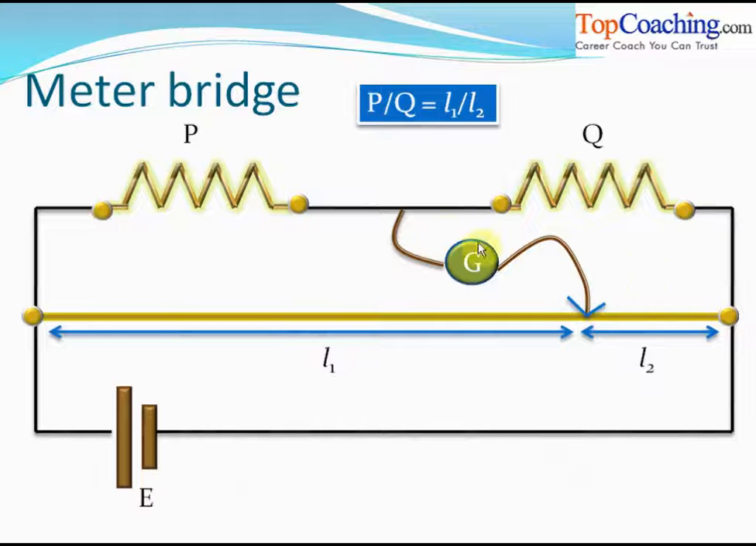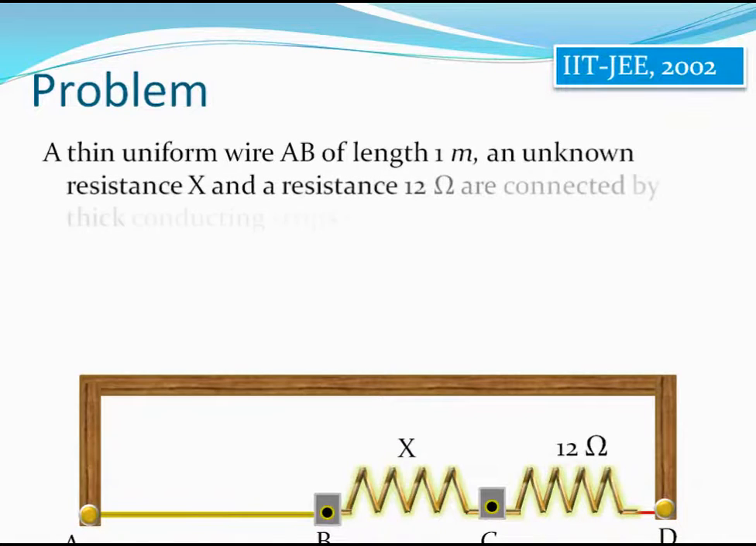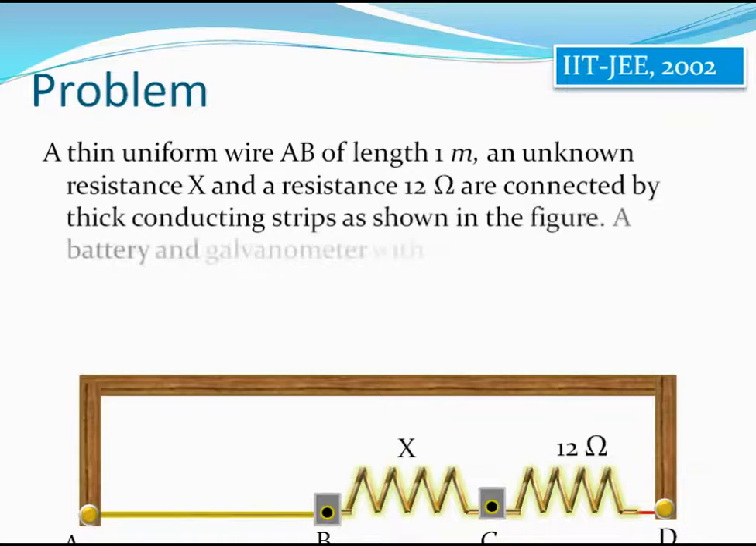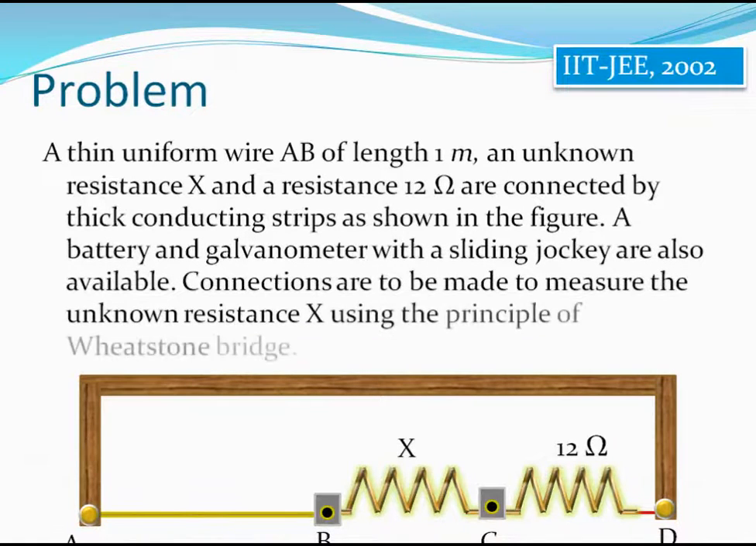So shall we solve an IIT JEE problem related to the meter bridge? Let's solve it. This problem was asked in IIT JEE 2002. A thin uniform wire AB of length 1 meter, an unknown resistance X and a resistance 12 ohm are connected by thick conducting strips as shown in the figure. A battery and galvanometer with a sliding jockey are also available. Connections are to be made to measure the unknown resistance X using the principle of Wheatstone bridge.